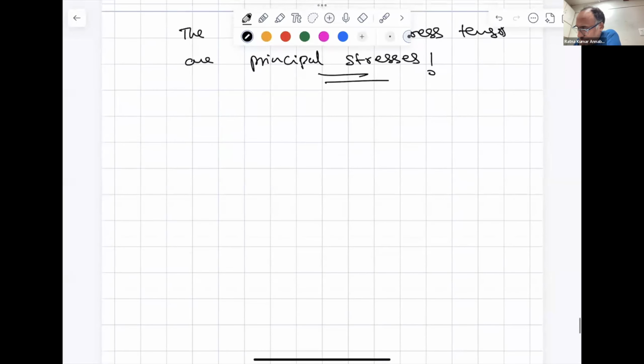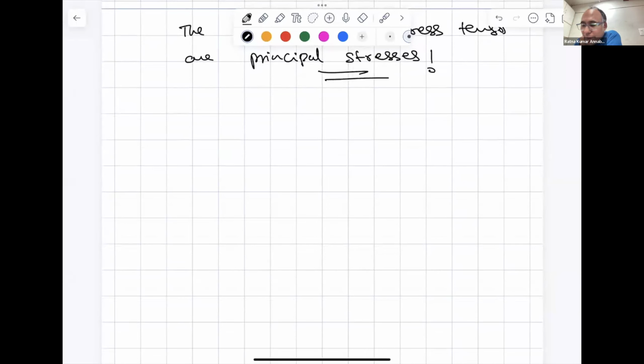Okay, let us look at this. What do you mean by eigenvalue? Suppose you have a matrix A, how will you find the eigenvalues of the matrix A? We have learned it in high school.